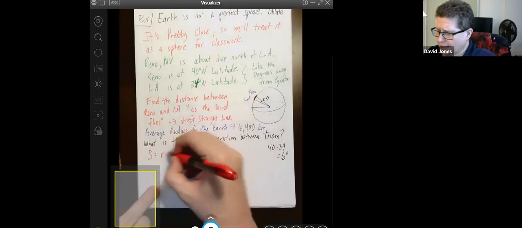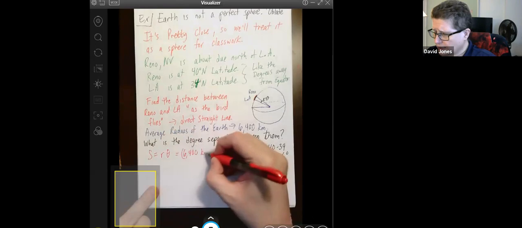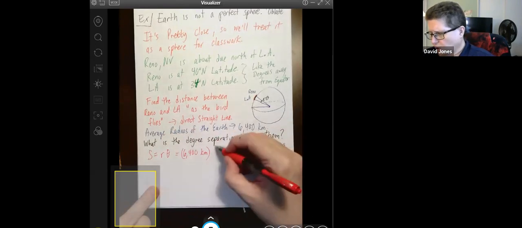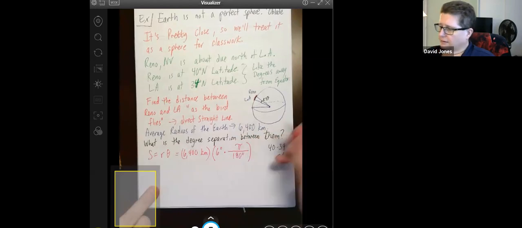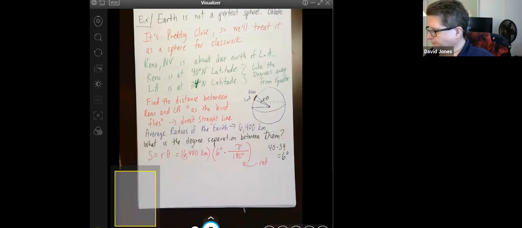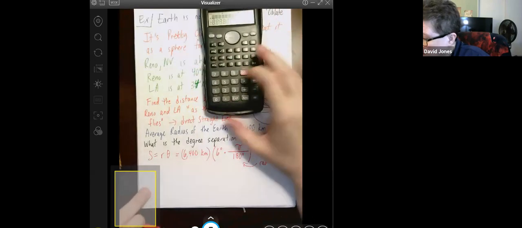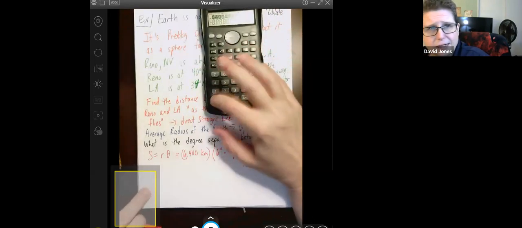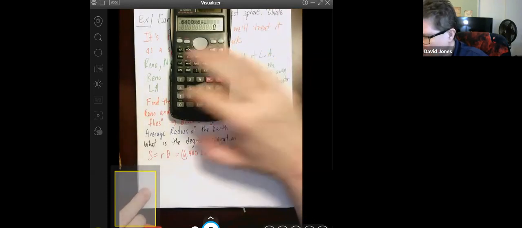S equals r theta, which is 6,400 kilometers. We have 6 degrees, but we don't want to leave it as degrees, so we're going to multiply it by pi over 180 degrees. That gets us into radians. 6,400 times 6 divided by 180.